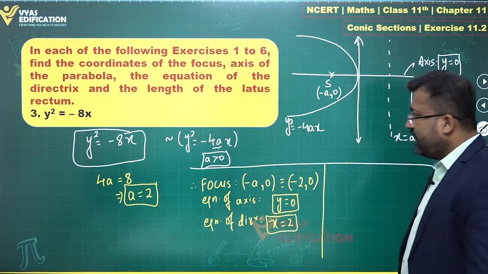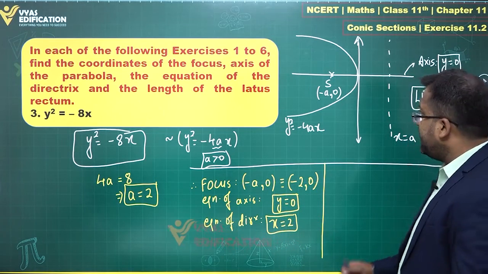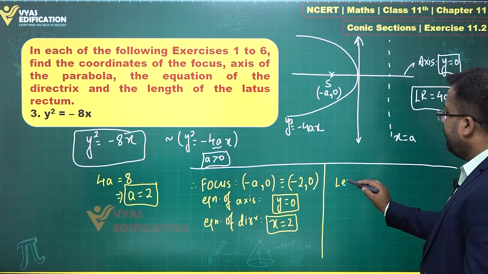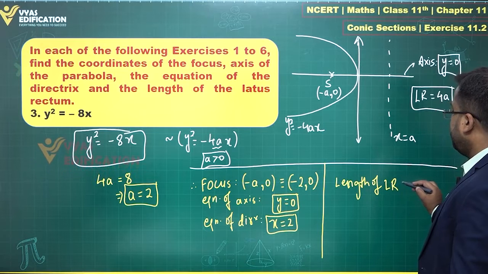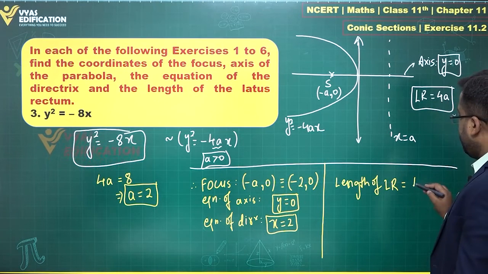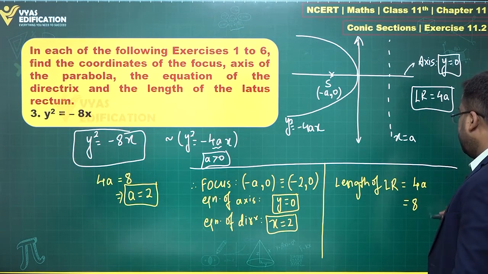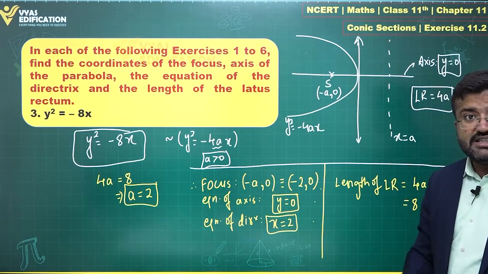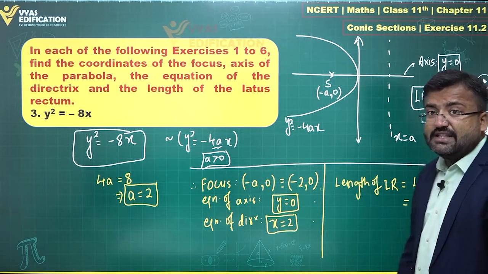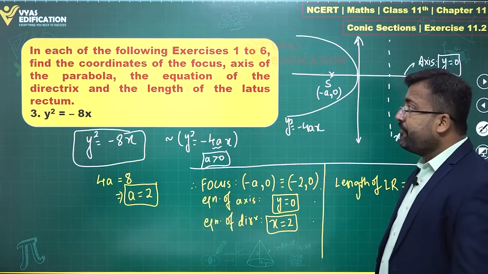What else? One last thing remains. What is that? Length of latus rectum, which is 4a. Length of latus rectum is equal to 4a, which is equal to 8. This is my answer. These are the 4 things that are asked in this question. And yes, we have found all the 4 things easily over here, right?